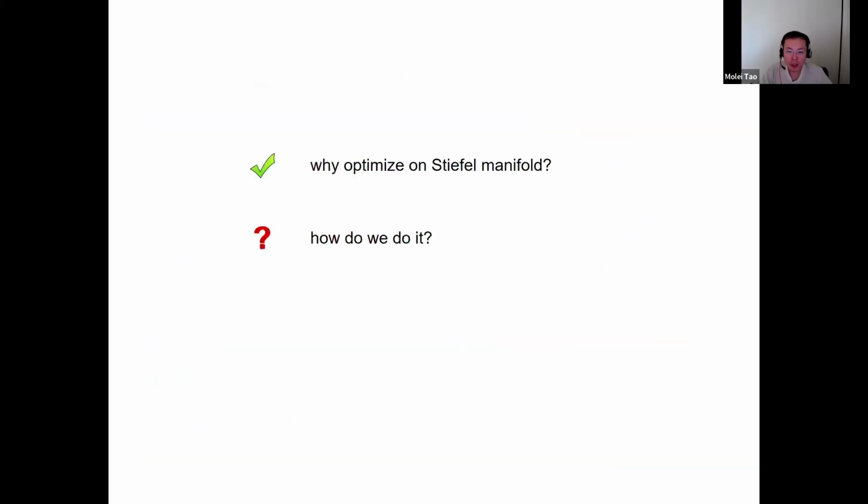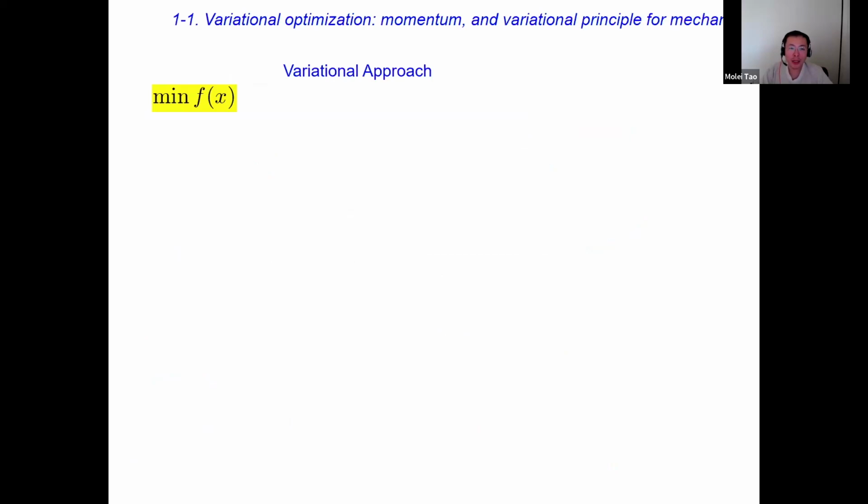But anyway, hopefully I motivated enough why we care about optimization on Stiefel manifold, or manifold in general. The question is, how do we do it? So mathematically, we will actually adopt a variational approach, which is going to be very friendly to non-Euclidean spaces, and also it naturally introduces momentum. And momentum is really the same thing as what we have learned in mechanics.